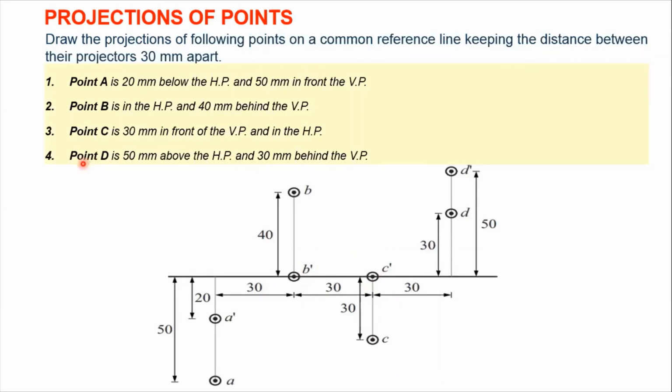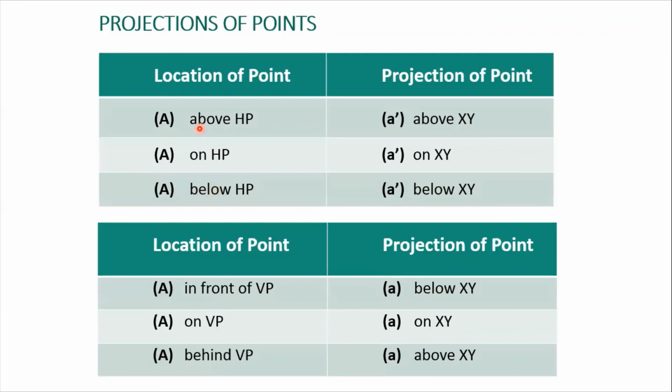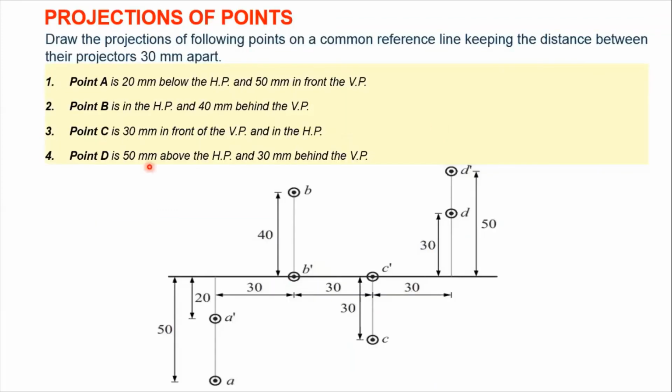Now let's solve the example for the fourth case. Point D is 50 mm above the HP and 30 mm behind the VP. So let us use this table above HP. That means we'll be having a point above HP, so our answer would be a dash point above XY line. So in this case, 50 mm above, that means we'll be plotting 50 mm above XY line, which is your point D dash, which is 50 mm above XY line.